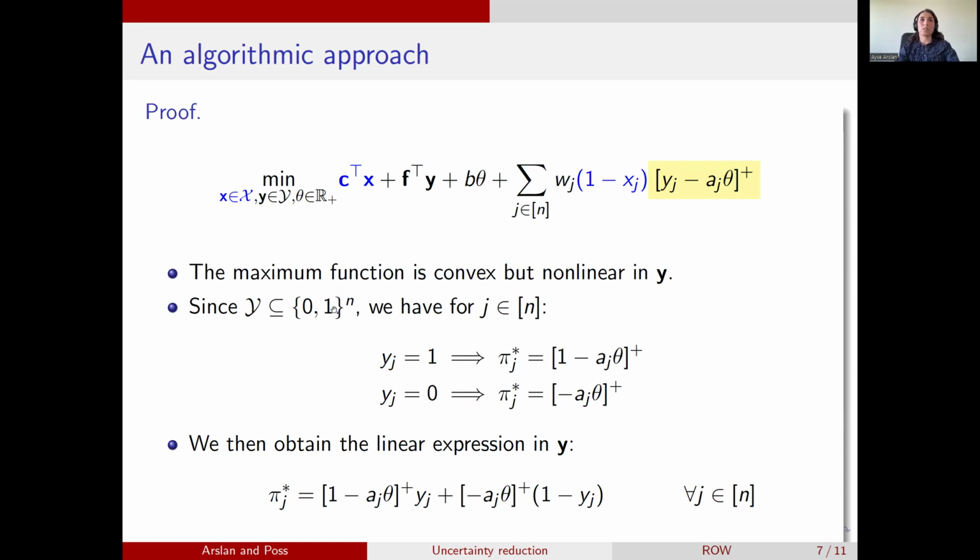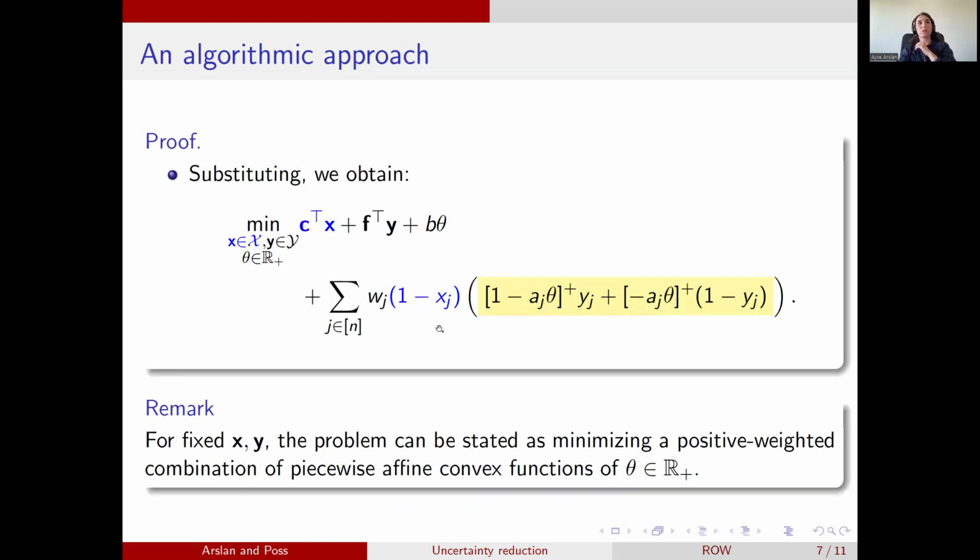And the classical trick for that is to use the fact that y variables are binary. So if this variable is equal to 1, then the expression is equal to the maximum between 1 minus aj theta and 0. And if this variable is equal to 0, then the expression is exactly equal to the maximum between 0 and minus aj theta. And so this can be linearly expressed in variables y using the variable y and its complement. So you see here that if yj is 1, then this term will survive and we'll get rid of this term. And if yj is equal to 0, then this term will survive and we'll get rid of this term. And so I will exactly have the results that I had here. And so I'm going to go ahead and plug this into my objective function.